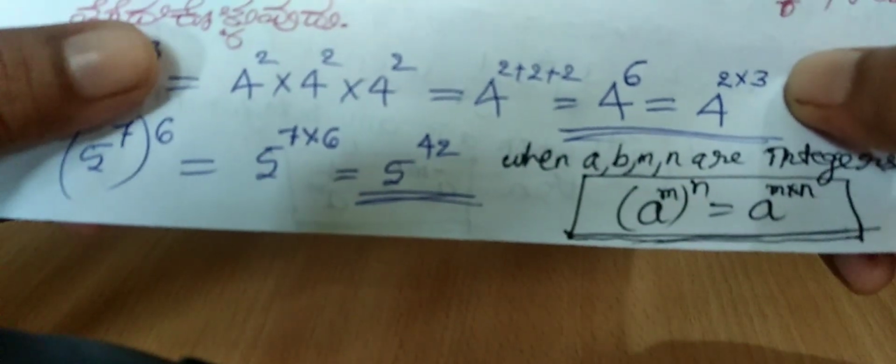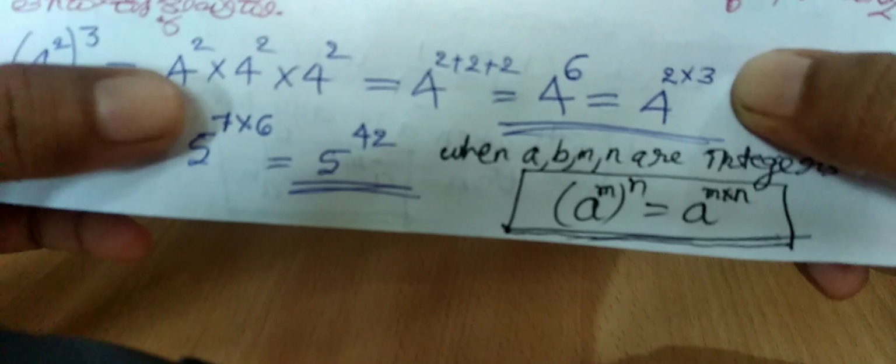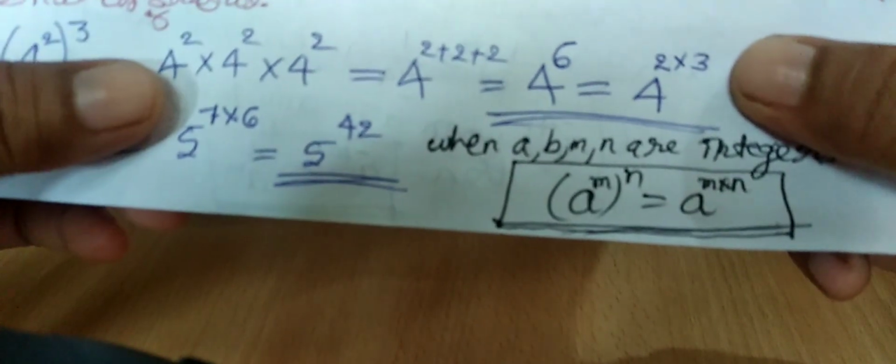5 to the power 6 to the power 6 is 5 to the power 6 into 6.